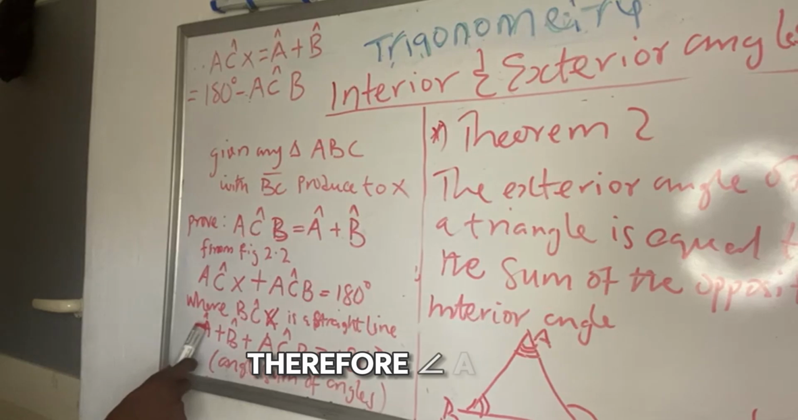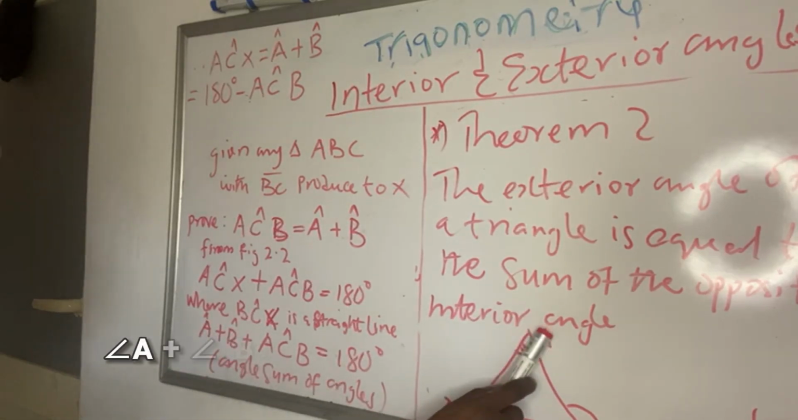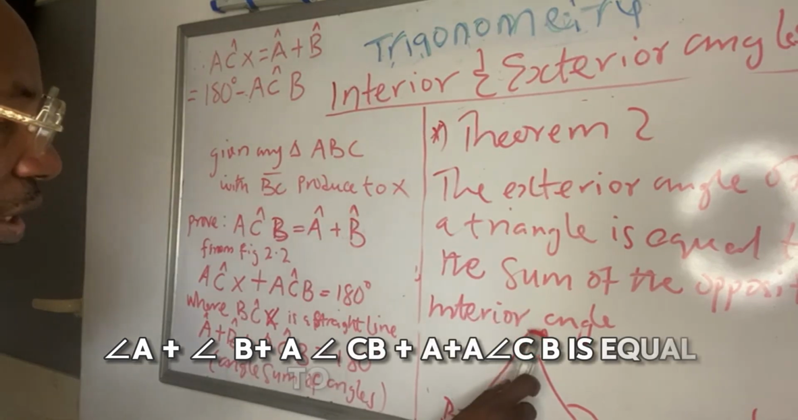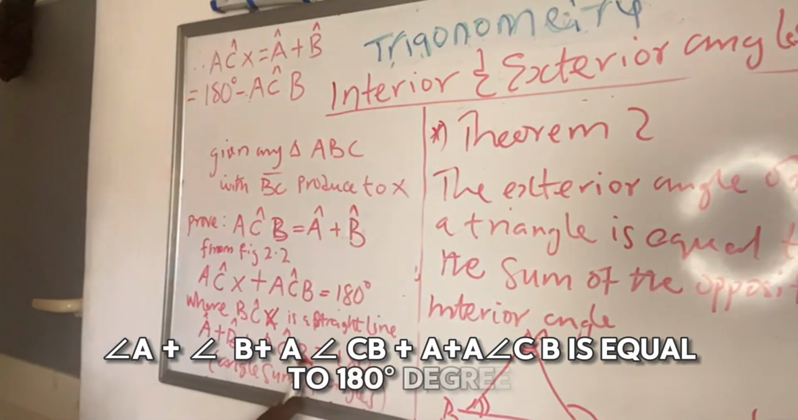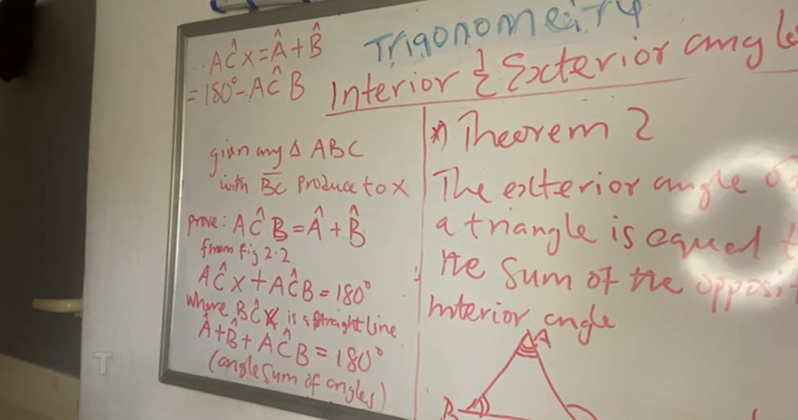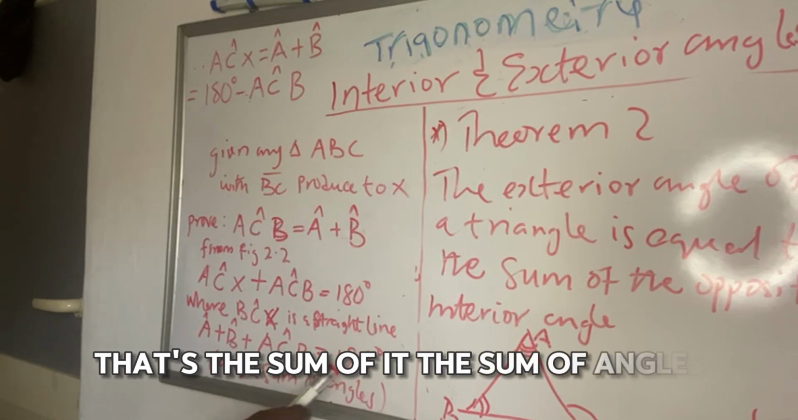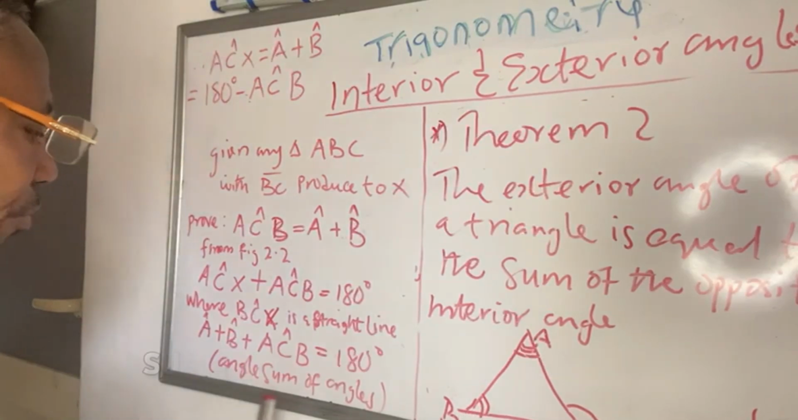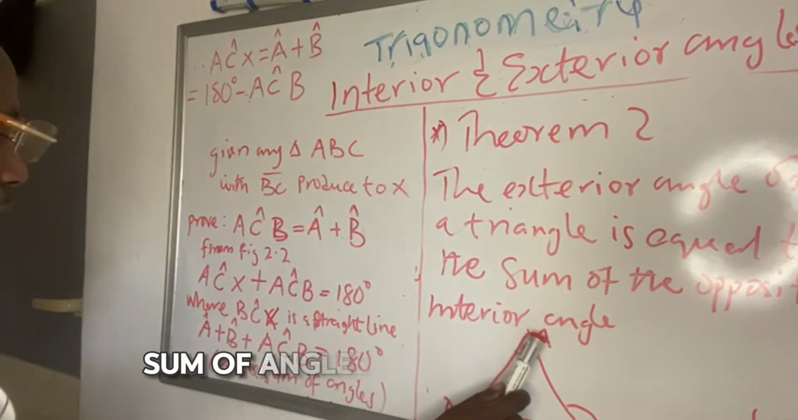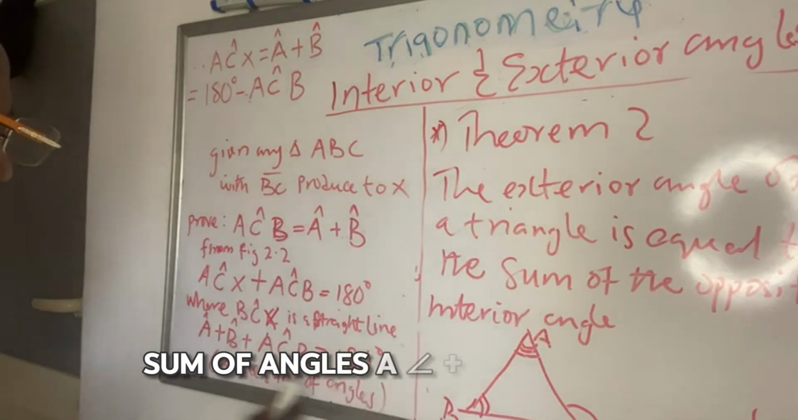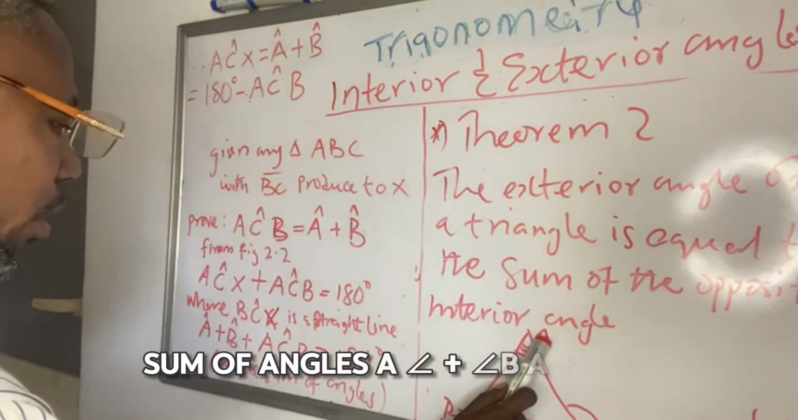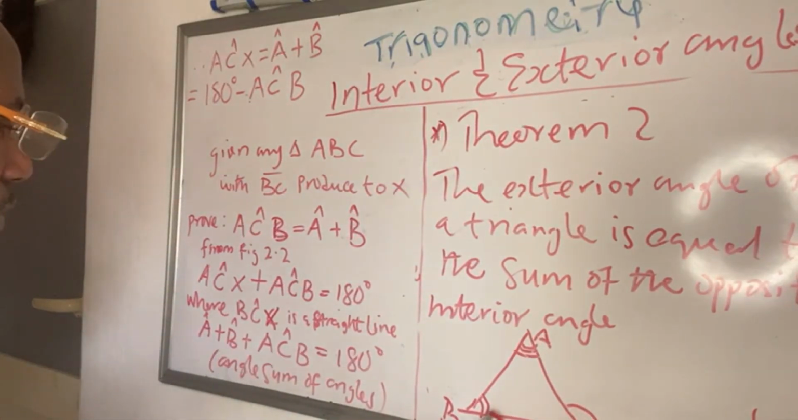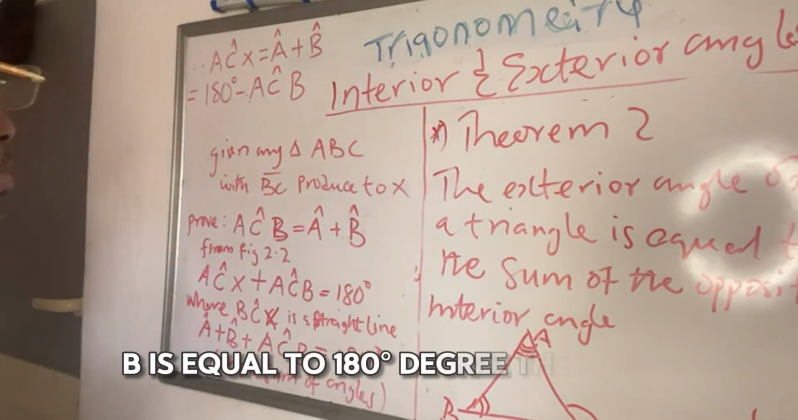Therefore, angle A plus angle B plus angle ACB is equal to 180 degrees. That's the sum of angles, the sum of the three angles of the triangle. Angle A plus angle B plus angle ACB is equal to 180 degrees.